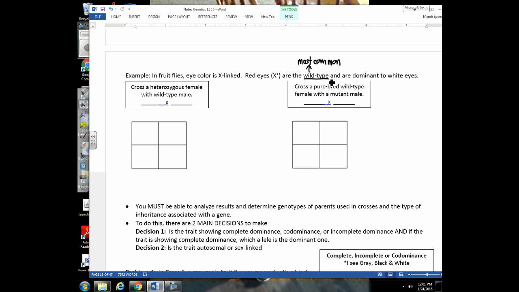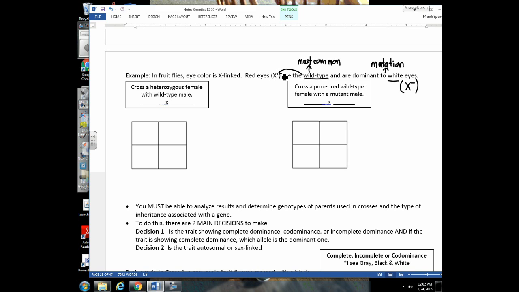So red is most common in fruit flies. That's the color of their eyes. That's what we normally see. This other phenotype that shows up on occasion, that's not very common, is usually the mutant. It's due to a mutation. And for this phenotype, lots of times we see a negative sign associated with it. So I'm going to put X negative, and that's going to be the symbol for white eyes in this situation. The wild type usually gets a plus associated with it.